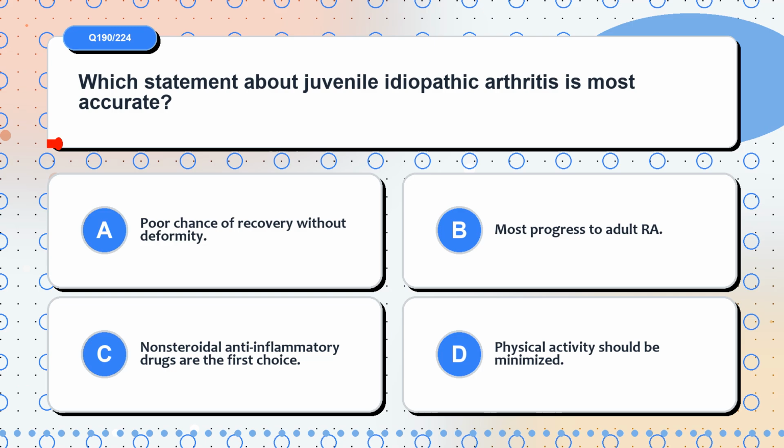Question 190. Which statement about juvenile idiopathic arthritis is most accurate? Here are the options. Option A. Poor chance of recovery without deformity. Option B. Most progress to adult RA. Option C. Non-steroidal anti-inflammatory drugs are the first choice. Option D. Physical activity should be minimized.